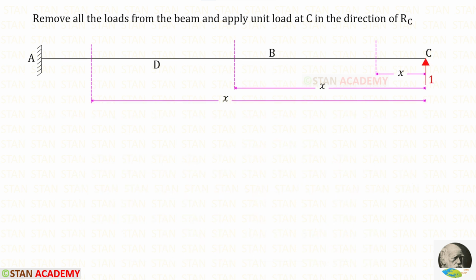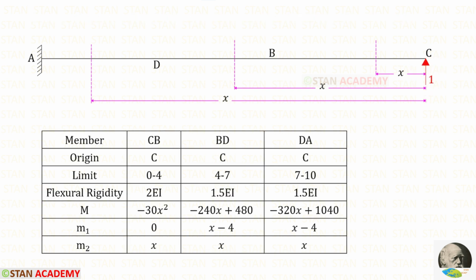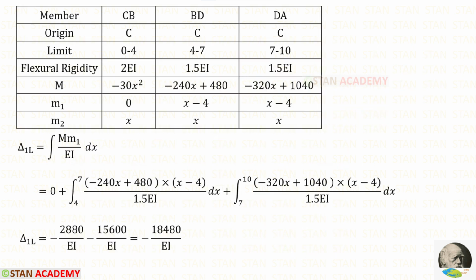Now we are going to find the moment M2. Now we have to apply unit load in the point C. Let us find the M2. About all of the sections, the unit load is acting in the anti-clockwise direction, so it will be positive, and the distance is x. 1 into x, it will be x. Using this formula, we can find delta 1L. For CB, M1 is 0, so no need to do the integration.